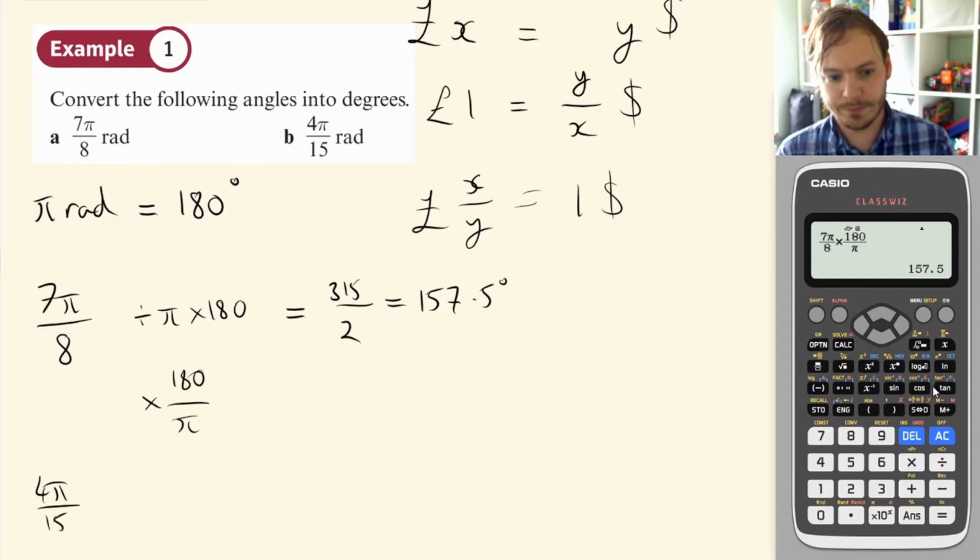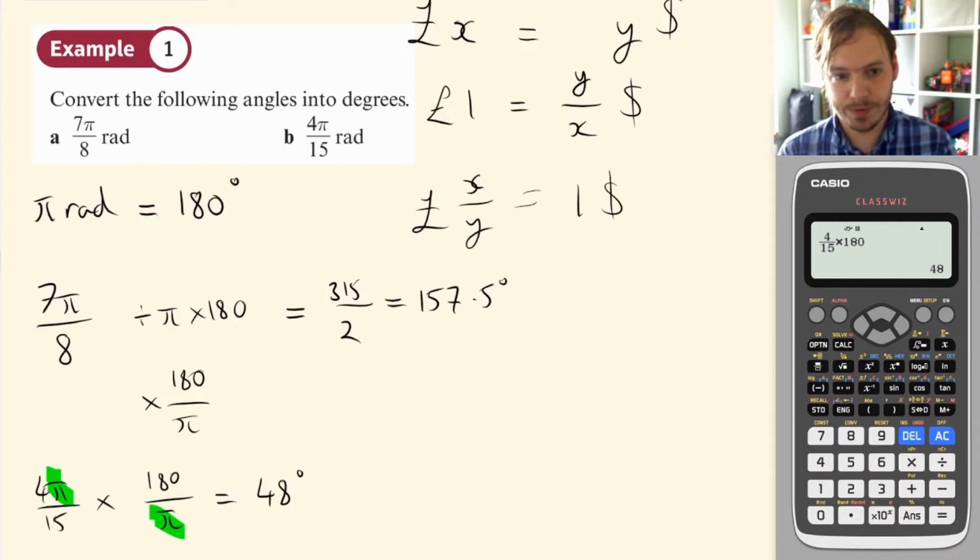Second question is exactly the same. 4 pi over 15 multiplied by 180 over pi. Now because I'm paying attention, I can shortcut this slightly. I can just ignore the pi because I've got a pi on the top of this fraction and I've got a pi down the bottom here. They're going to cross cancel, so this is actually just 4/15 times 180. The pi's already sorted themselves out, and I get 48 degrees. Done. Dead simple.